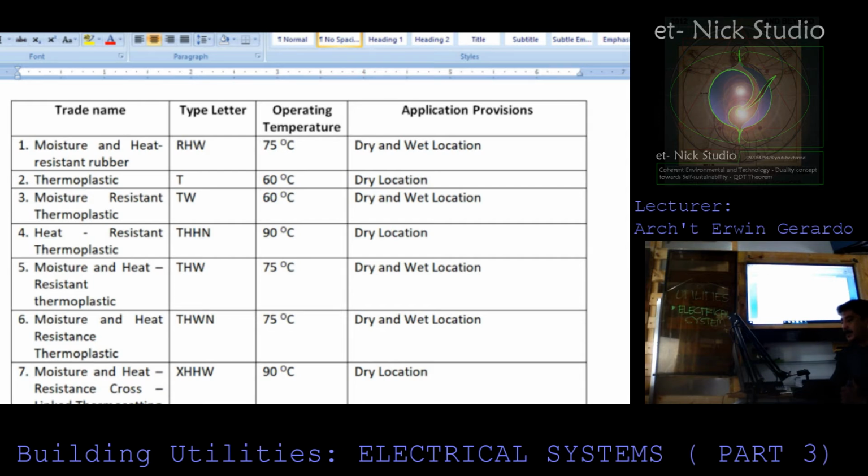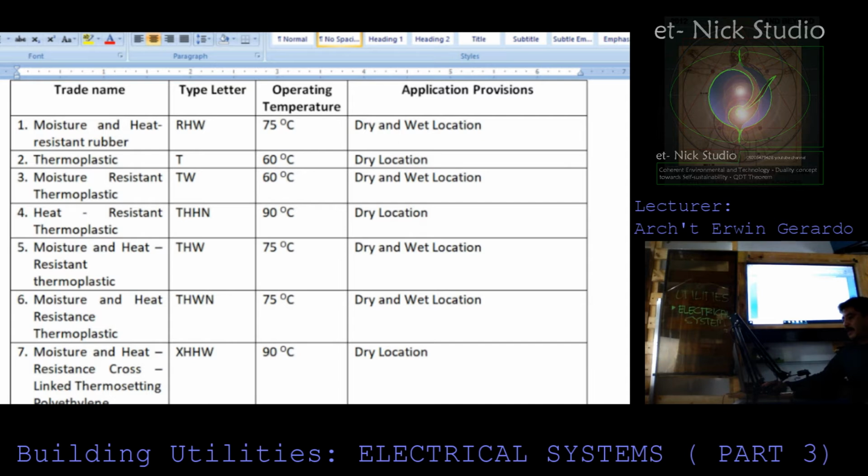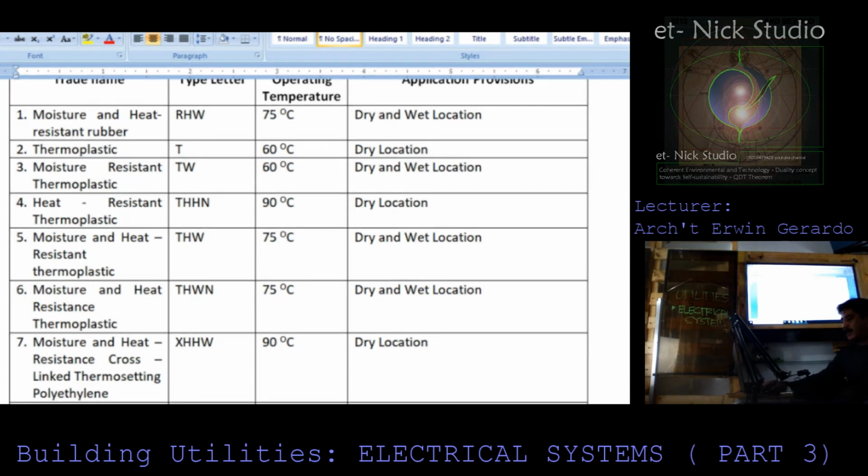Number six, moisture and heat resistant thermoplastic. It is abbreviated as THWN, having an operating temperature of 75 degrees Celsius. It is widely used in dry and wet locations. For number seven, we have moisture and heat resistant cross-link thermosetting polyethylene. Its letter type is XHHW, having operating temperature of 90 degrees Celsius. It is used in dry location.